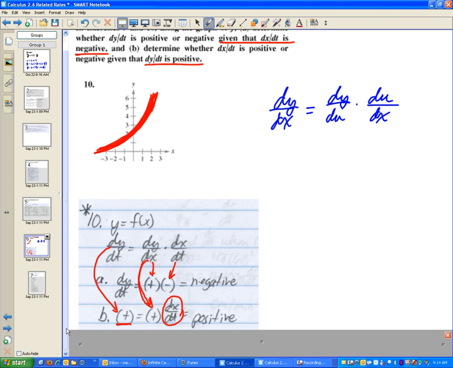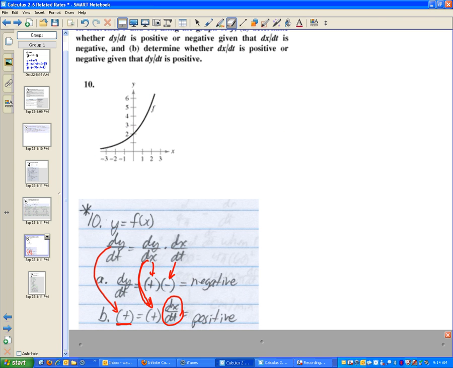Now, that's the kind of problem where there's not much work to show, but there was a lot of thinking going on, wasn't there?